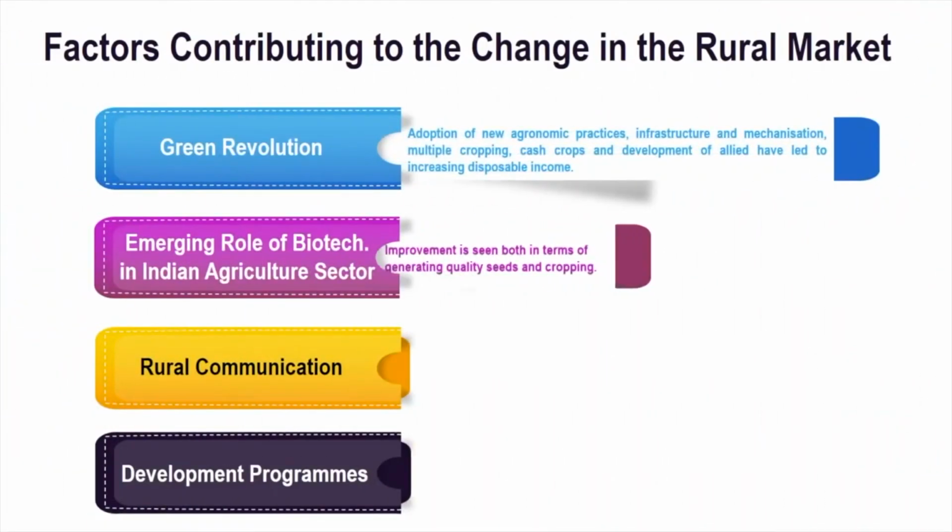Then emerging role of biotechnology in Indian agriculture sector is something which we cannot ignore. Even though we haven't been able to adopt that to the extent it is there in Western countries, still the role is no doubt increasing, and its application in agricultural sector is leading to improvement in terms of generating quality seeds and cropping. And given quality seeds and cropping, better harvest, naturally it will contribute to the income being generated for the rural market.